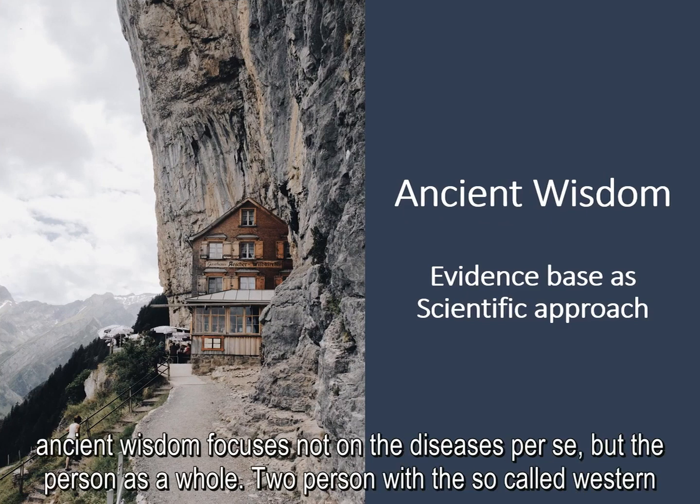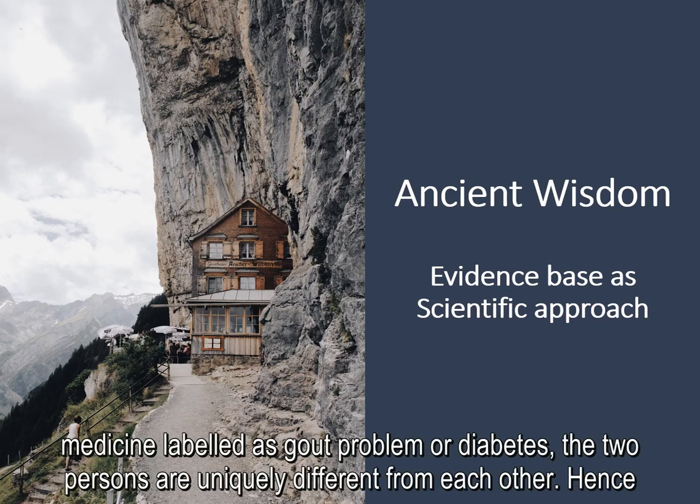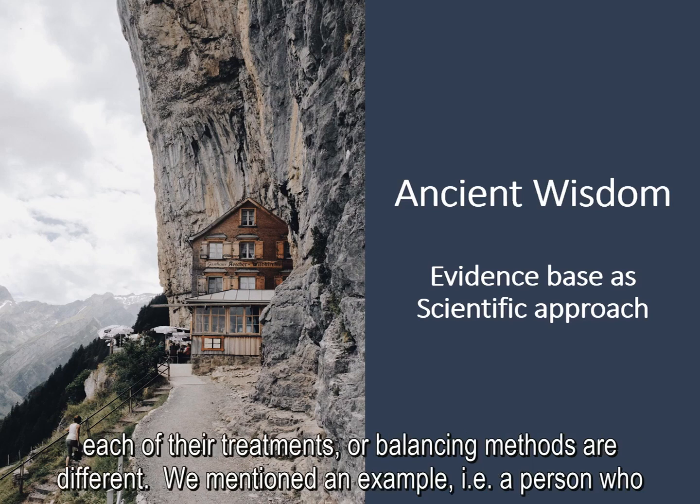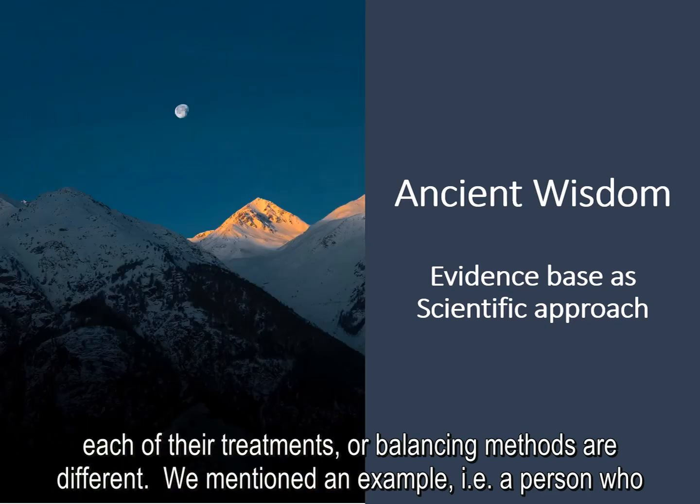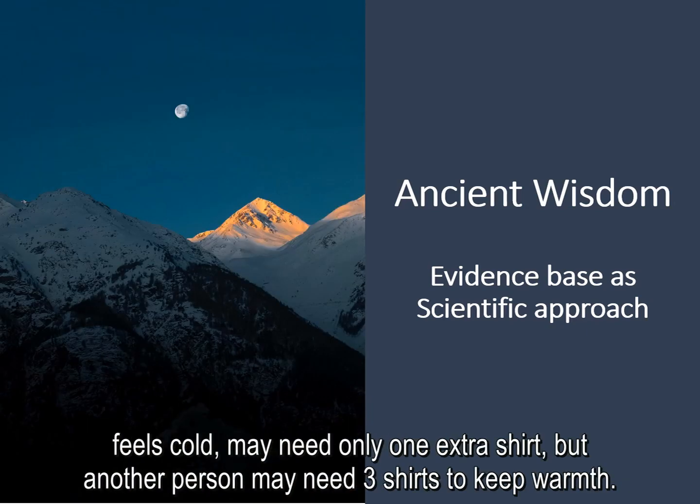As mentioned, ancient wisdom focuses not on the disease per se, but the person as a whole. Two persons with the so-called Western medicine labeled gout problems or diabetes are uniquely different from each other. Hence, each of the treatments or balancing methods are different. We mentioned as an example, a person who feels cold may need only one extra shirt, but another person may need 3 shirts to keep warm.